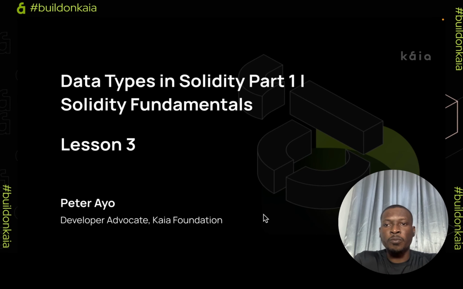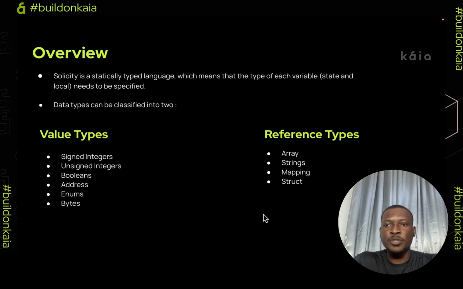Today in this video, we'll be looking at the various data types in Solidity. Having said that, it's important to note that Solidity is a statically typed language, which means that the type of each variable, whether state variable or local variable, needs to be specified at the time of compilation, before they are deployed on the blockchain. So when you are writing your smart contract in Solidity, you have to specifically state the type of each of your variables.